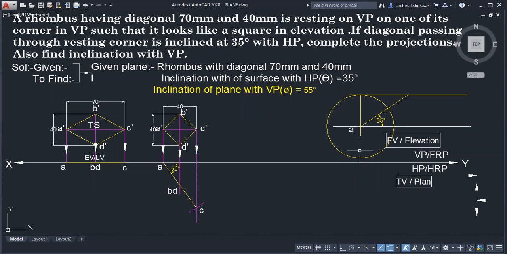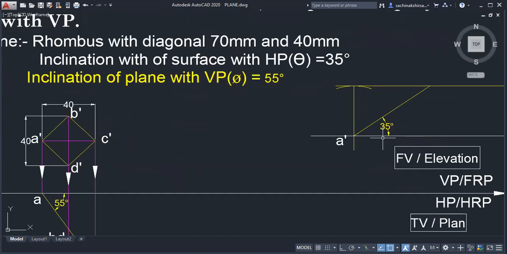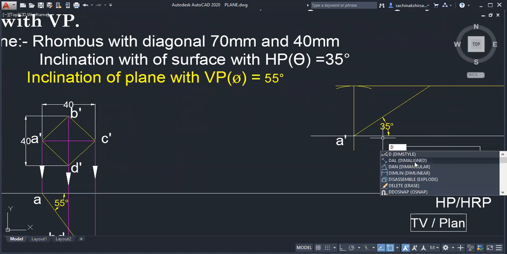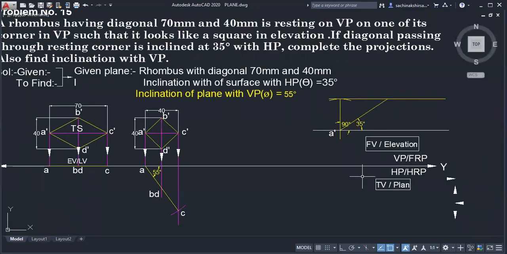How much is beta? It will be 90. Take a distance equal to this apparent length AC and mark whether it is crossing this locus, the horizontal line. So it will be something like this, 90. Beta will come over 90.